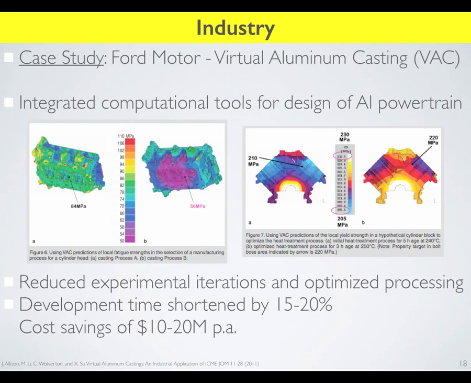As a very brief case study, Ford Motor Company a few years ago decided they wanted to design a new aluminum powertrain. I guess previously this had been a steel-based powertrain. Instead of following their standard materials development pipeline, they decided to make a test and incorporate computational materials science and engineering into their design pipeline. What they found at the end of the study was that they were able to reduce the number of experimental iterations required to design this new powertrain, shortening the development time by around 20% and making cost savings of $20 million per year. So clearly computation is not just a tool for academia. It really has real-world utility and real-world implications. This is just one example. Boeing, Intel, these sorts of companies are also using computation extensively.